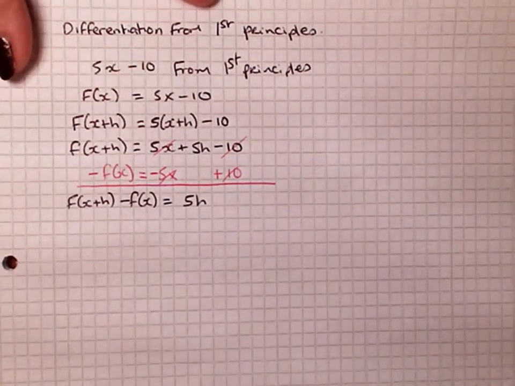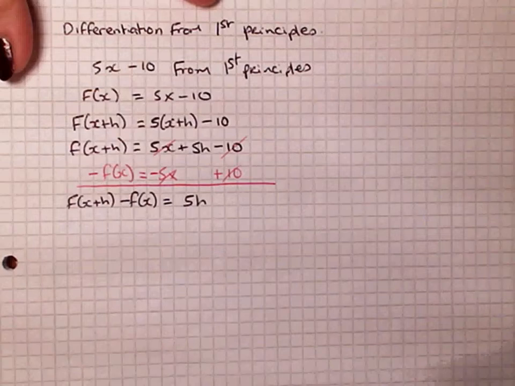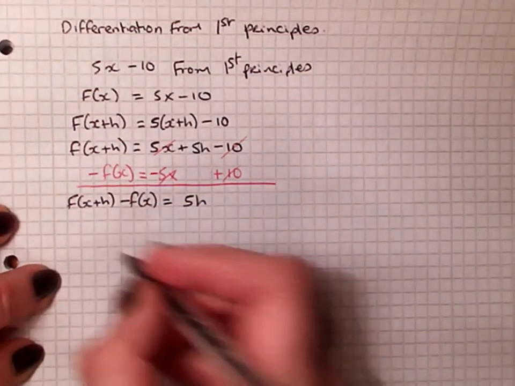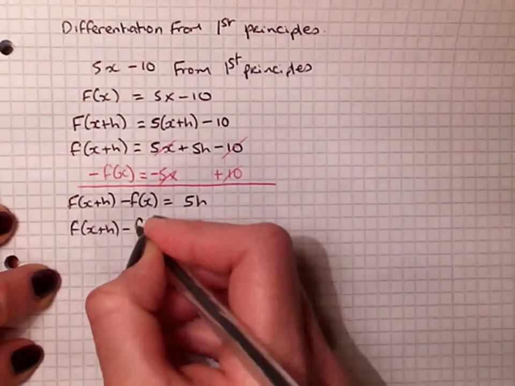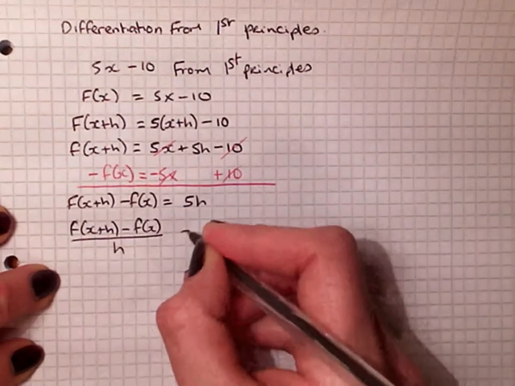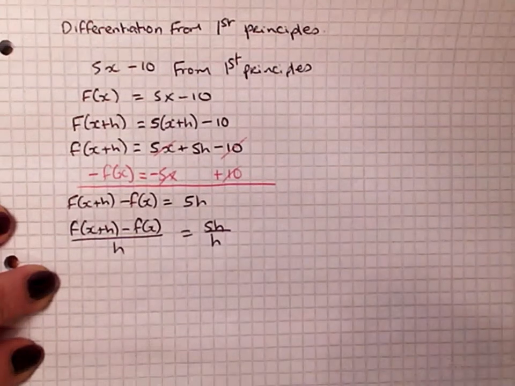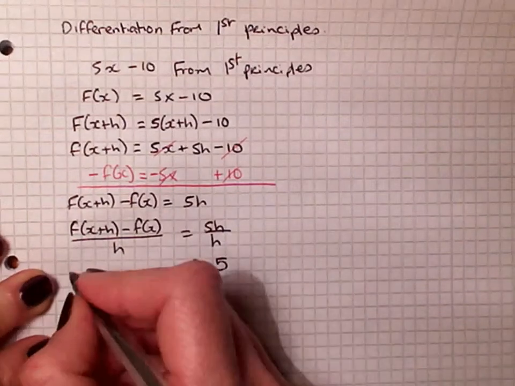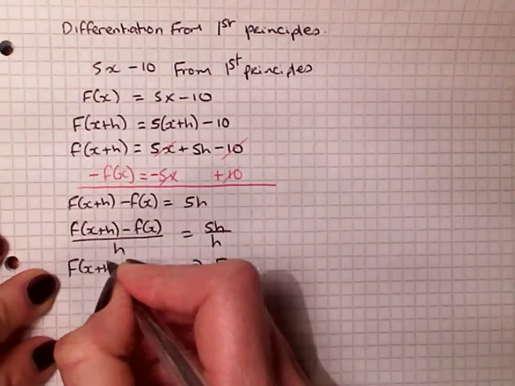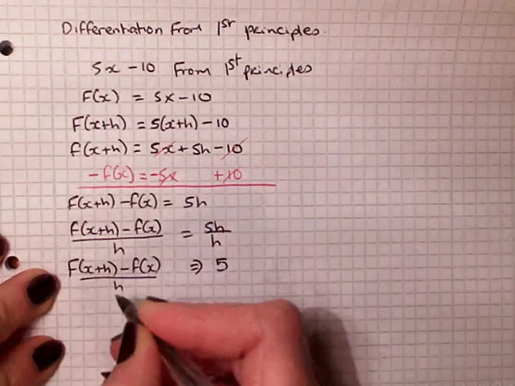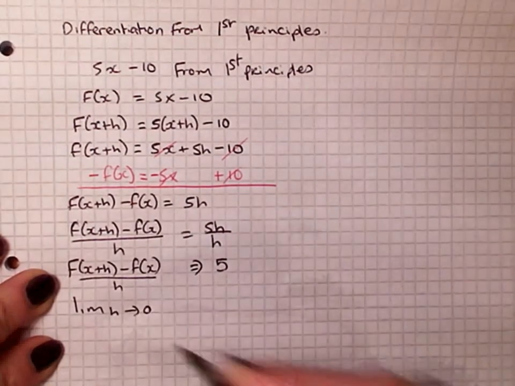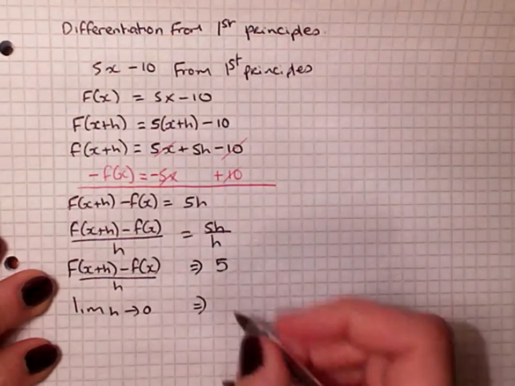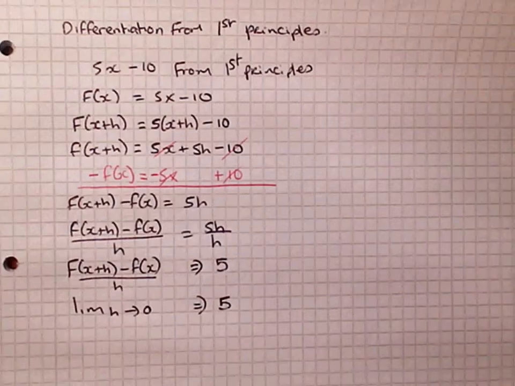Now remember, from what we just derived for first principles, the next step is you divide f of x plus h minus f of x by h. So it's 5h divided by h, and you can see that simplifies to 5. In this case the limit as h tends towards 0 doesn't really play any part. I'll show in another example in a second what you would do if you have an h value here, but the answer is still 5.